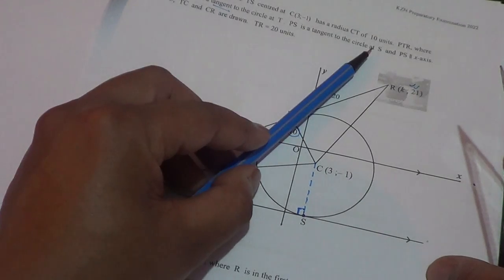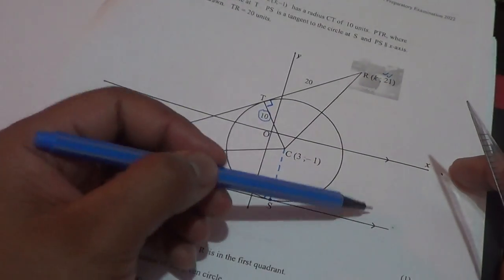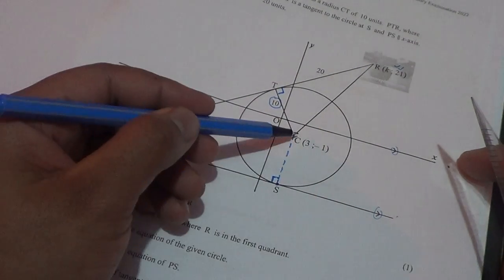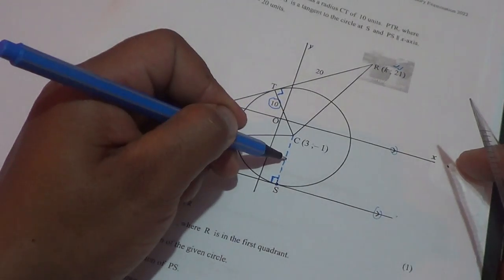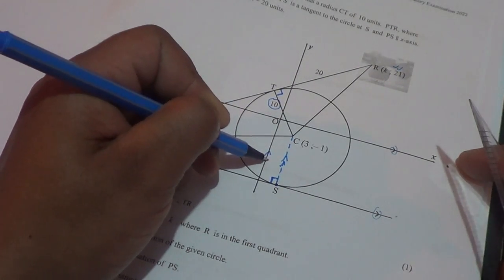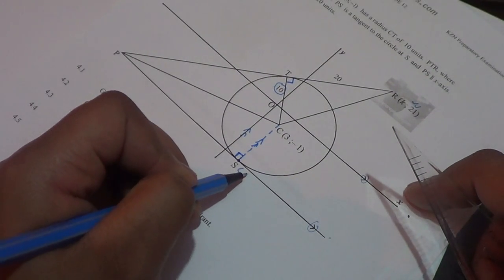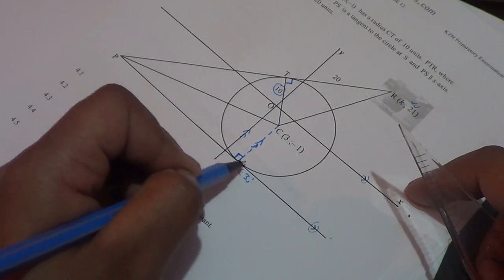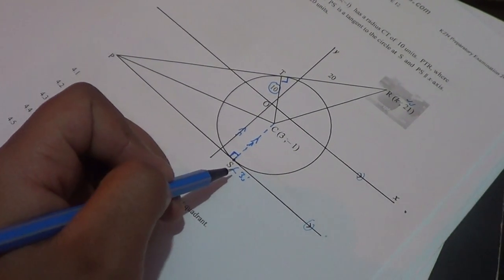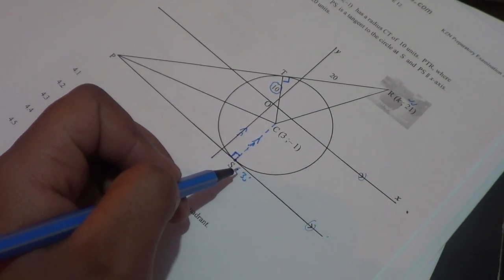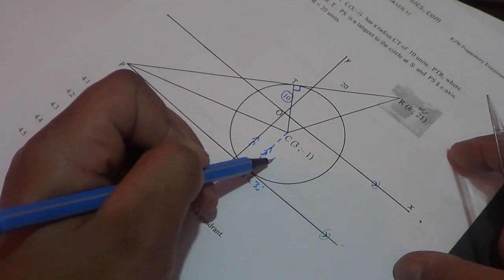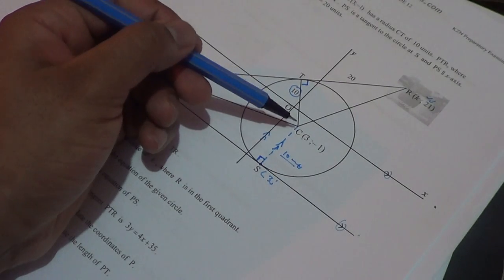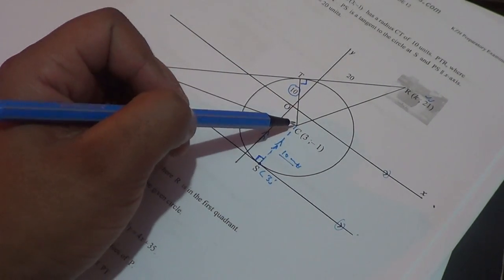They're saying now PS is a tangent to the circle at S and is parallel to the x-axis. So this parallelity already tells us that if this is parallel and it is perpendicular to that line, then this must also be parallel to the y-axis, telling us that the coordinates of S is going to be 3 and whatever y value we will get. We know that this is the radius, so it's going to be 10 units as well.